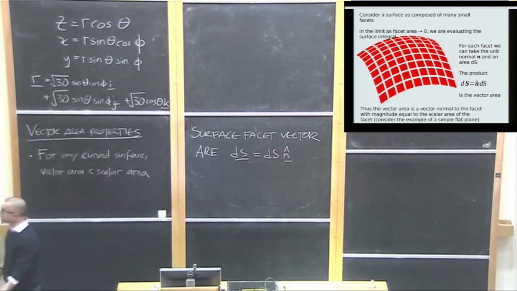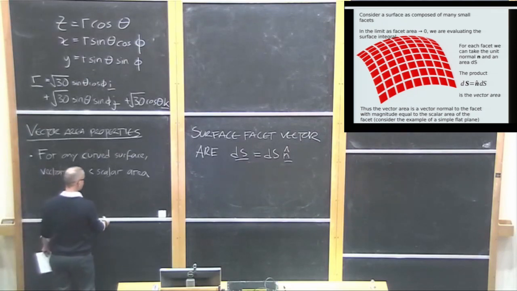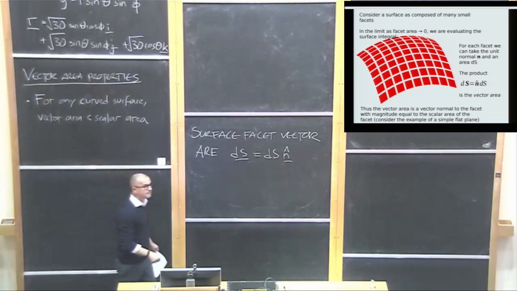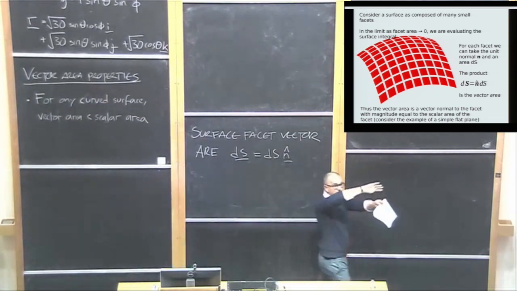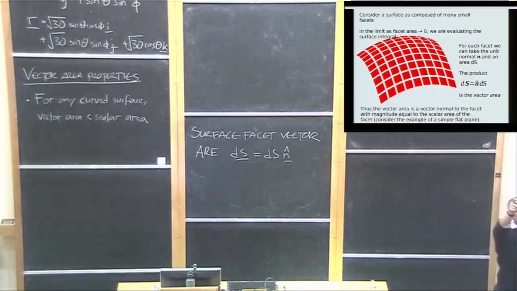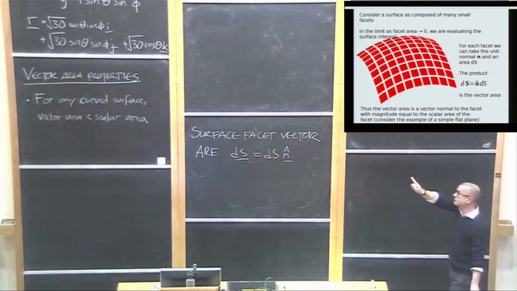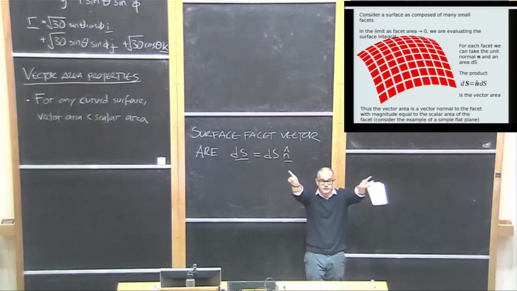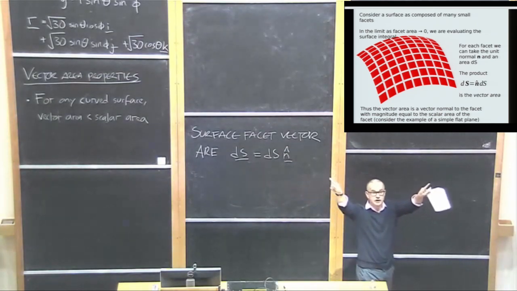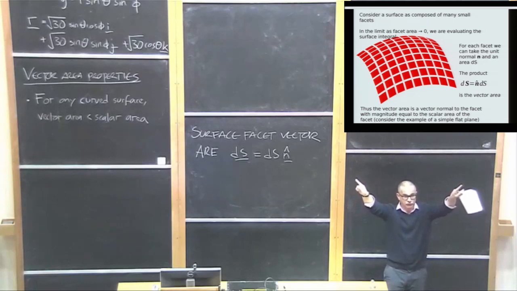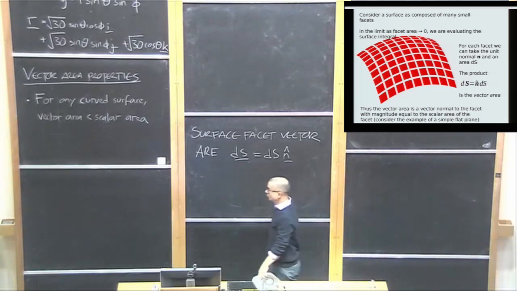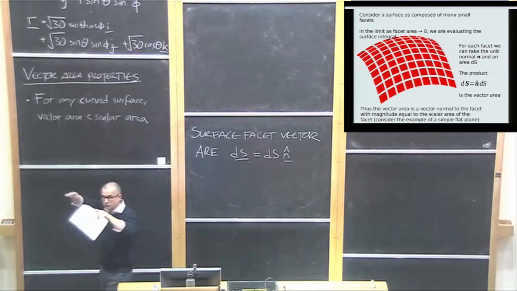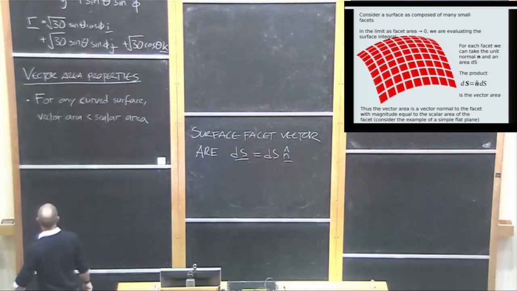So the first important property is that for any curved surface, the vector area is less than the scalar area. You can imagine that because if you have a curved surface, in your base coordinate system you have parts of that surface which have components pointing in opposite directions, and so will cancel each other out. So the sum of your vector area will always be less than the total area of your surface, which is your scalar area.